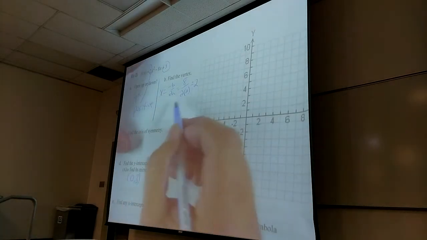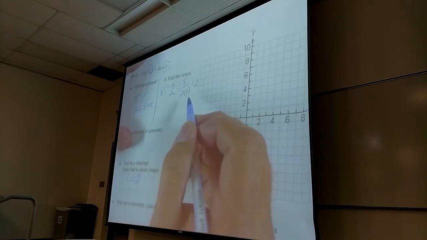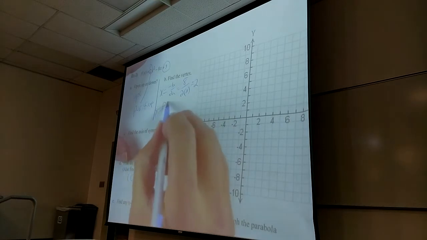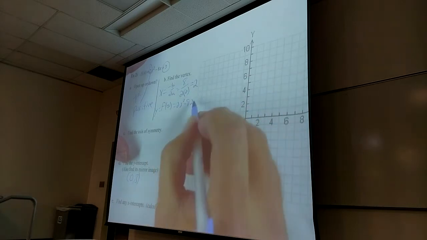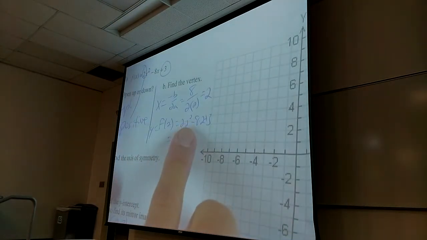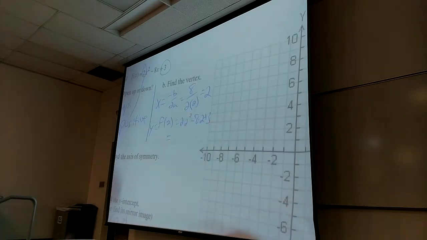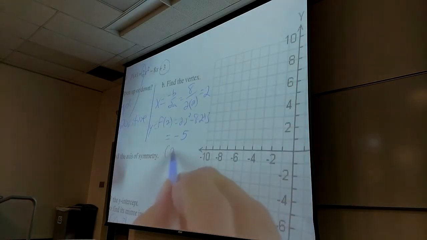Now, anytime you have an x value, how do you find the y value? Plug it in. So the y value would be f of 2. So that's 2 times 2 squared minus 8 times 2 plus 3. Is that cool? Just plug a 2 in. So 2 times 4 is 8, minus 16 is negative 8, plus 3 is negative 5. So the vertex is at 2, negative 5.